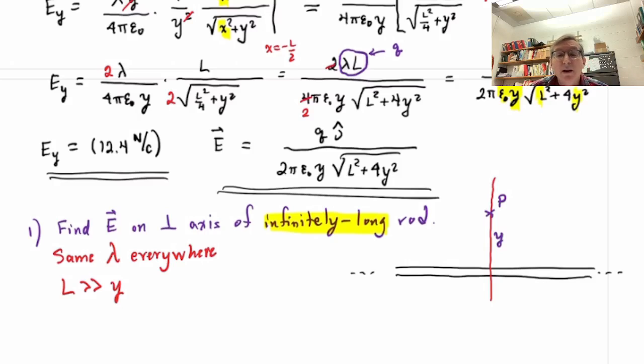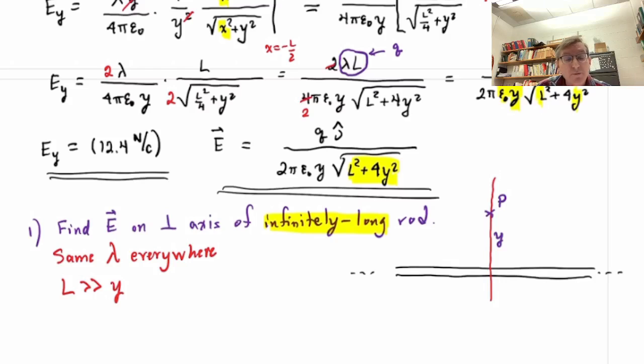Okay? One length kind of compared to another, and it's the L that's much bigger than the Y. And then take our answer for E before and see how it simplifies in that situation. We'll just take the situation where L is much bigger than Y. The only place where they show up together is right there inside the square root.